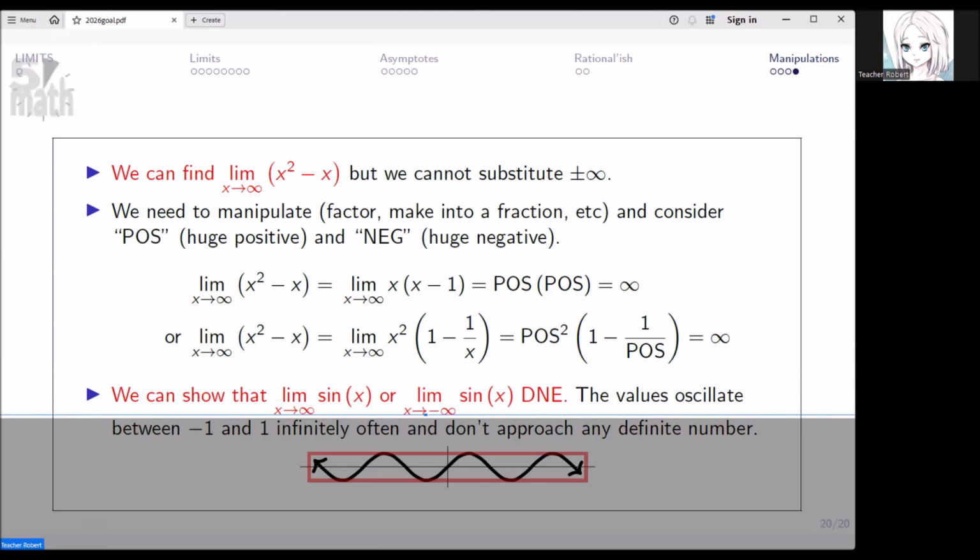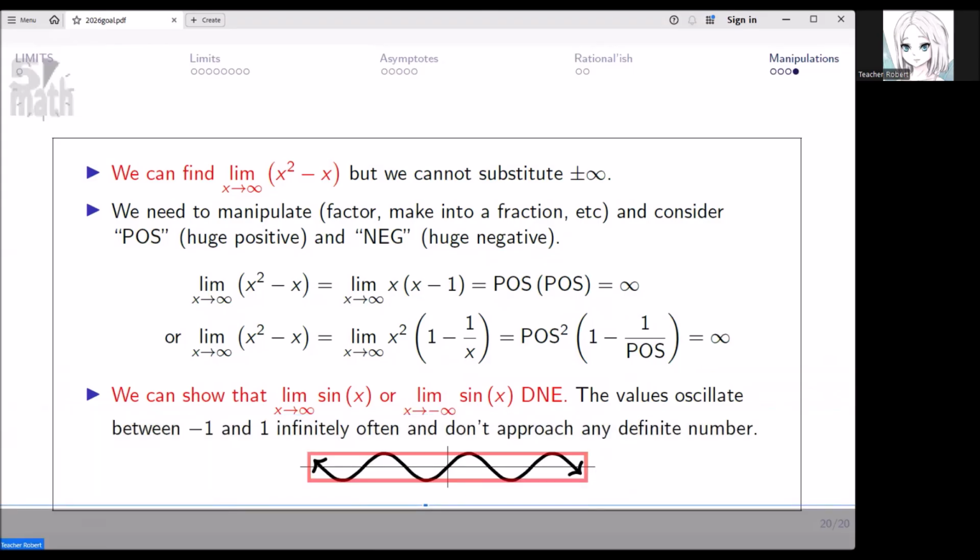We can show that limit as x approaches infinity of sine x or limit as x approaches minus infinity of sine x does not exist. The values oscillate between -1 and 1 infinitely often and don't approach any definite number.